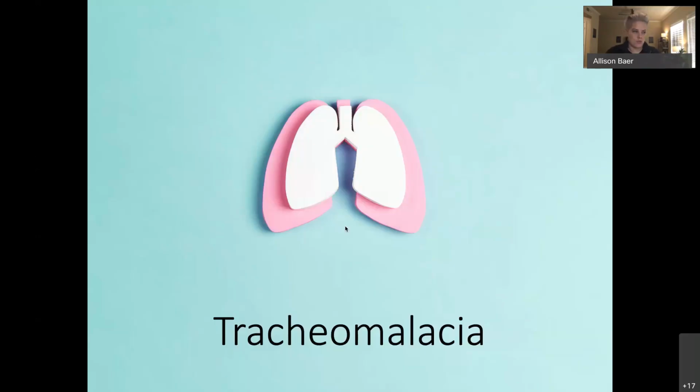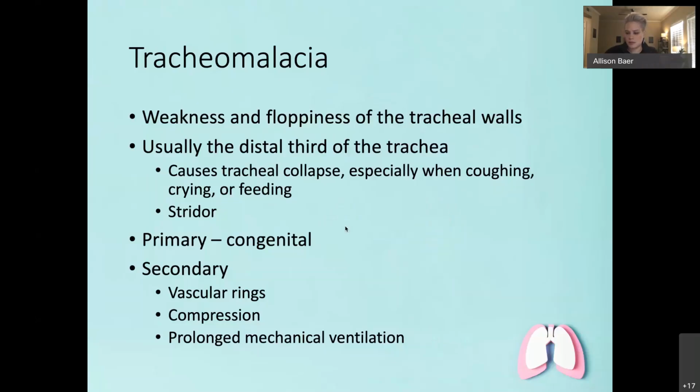All right, tracheomalacia. So this, just think floppy airway. This is a floppiness, weakness of their trachea walls. So they're going to want to collapse in on themselves. It's usually the distal third of the trachea, so as you're getting down further towards the carina. But it can cause tracheal collapse, especially when they're coughing, crying, or trying to feed. So you're going to hear stridor, because again, trachea is upper airway.